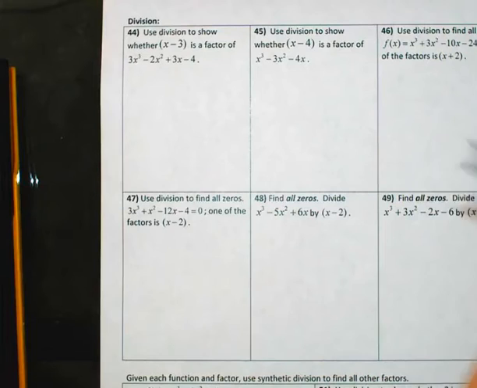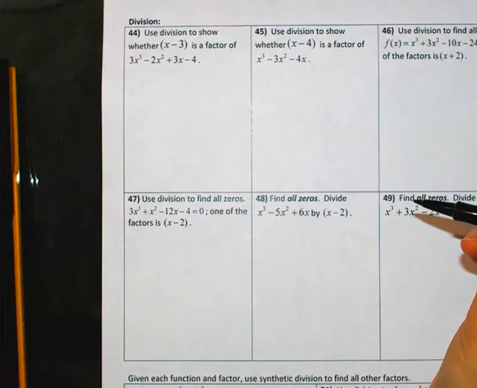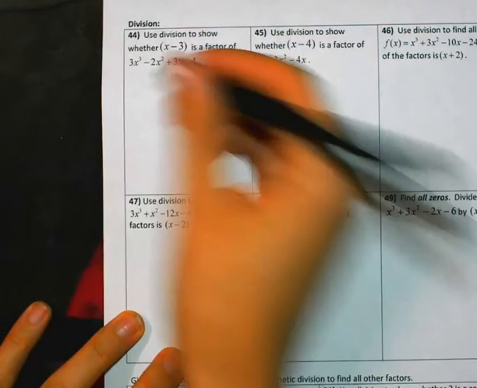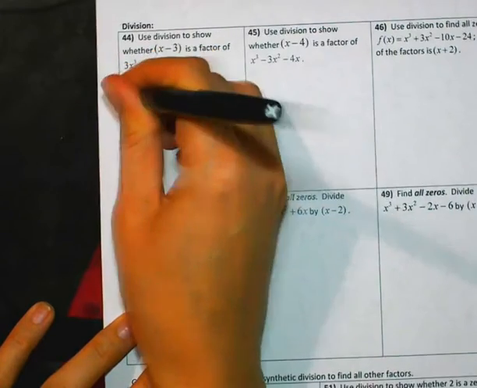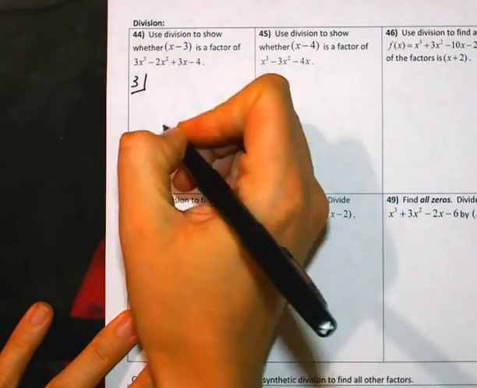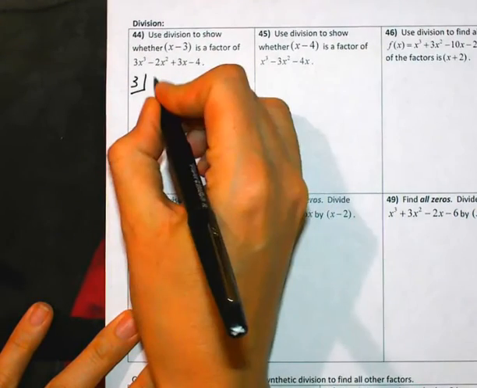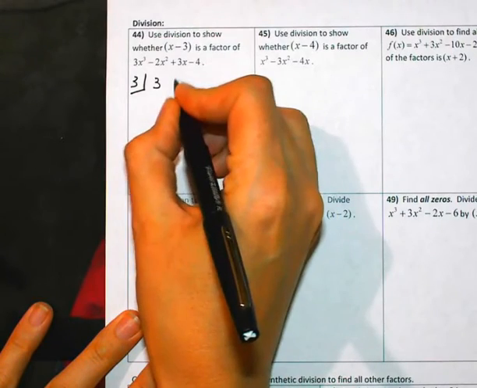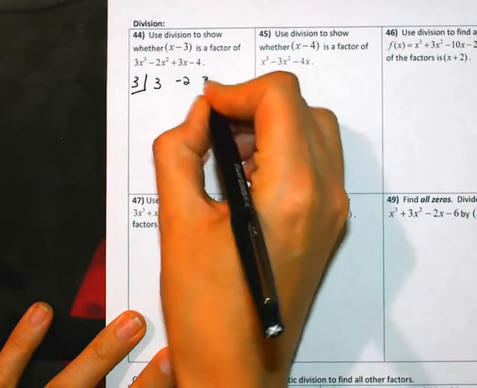Okay, number 44. Use division to show whether x minus 3 is a factor of 3x cubed minus 2x squared plus 3x minus 4. So in order to find out if something's a factor, you can use synthetic division. So remember, negative 3 is going to be positive on the inside. We're going to write each of the coefficients. 3, they're in order and nothing is skipped. So negative 2, 3, negative 4.